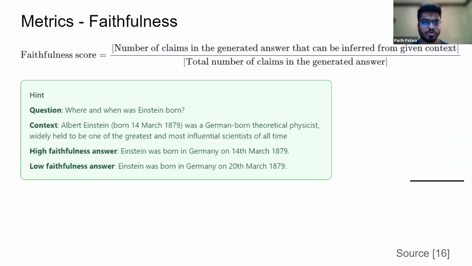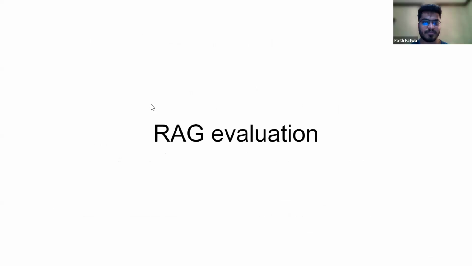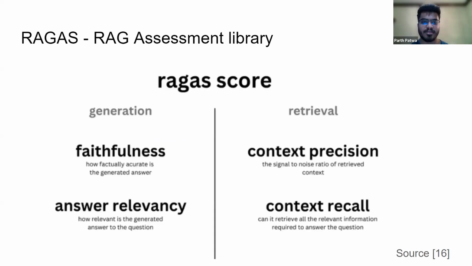Okay, so I have 2 more topics to go. I'll spend probably 5 minutes on each. One is RAG evaluation. So we had so many RAG techniques. How do we evaluate RAG? In many cases, we don't have the time to have a human-annotated ground truth.